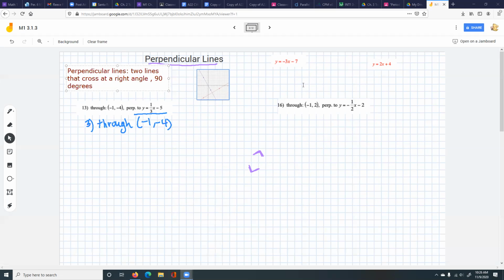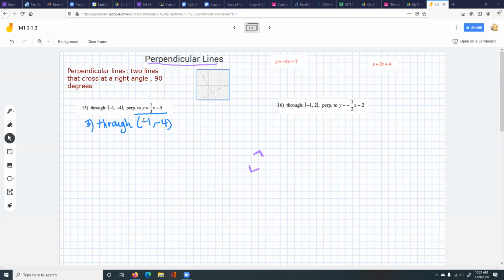Super important because we use them for building all the time, right? Everything has to be square. We call it square. When you look at construction, when you try to build something, it says it's got to be square because that's sturdy, right? So two lines that cross at a right angle, 90 degrees.